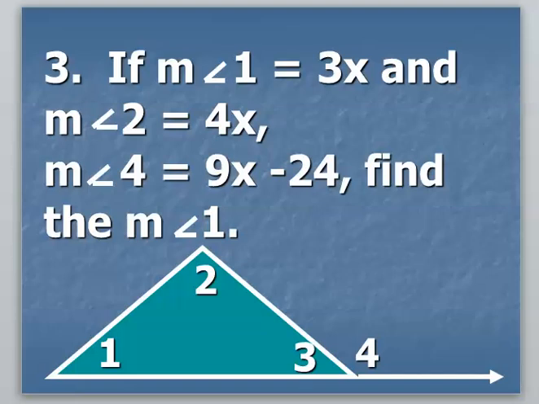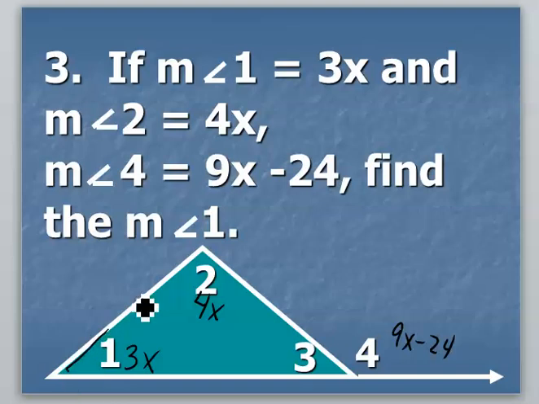Same picture, new example. We're going to add some algebra. The measure of angle 1 is 3x, the measure of angle 2 is 4x, and the measure of angle 4 is 9x minus 24. We're going to find the measure of angle 1, but I want to focus on finding x first. We only have one option. I can only use the parts that I'm given.